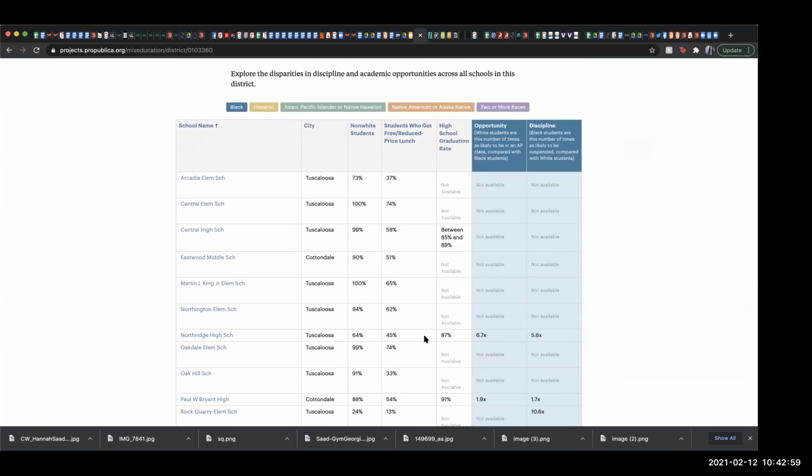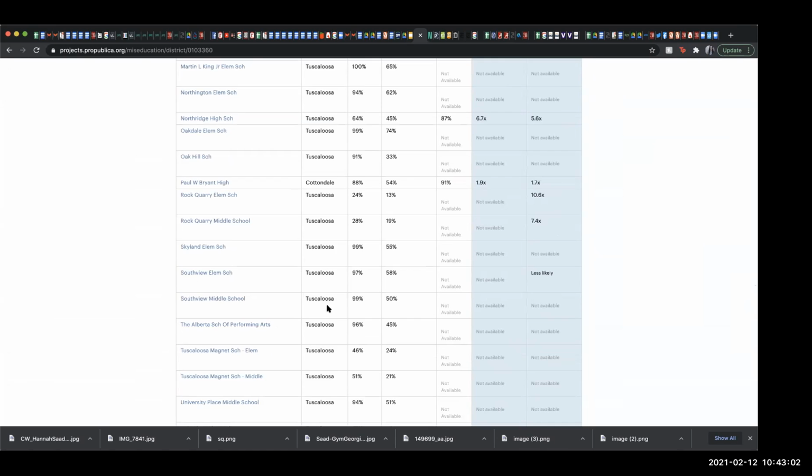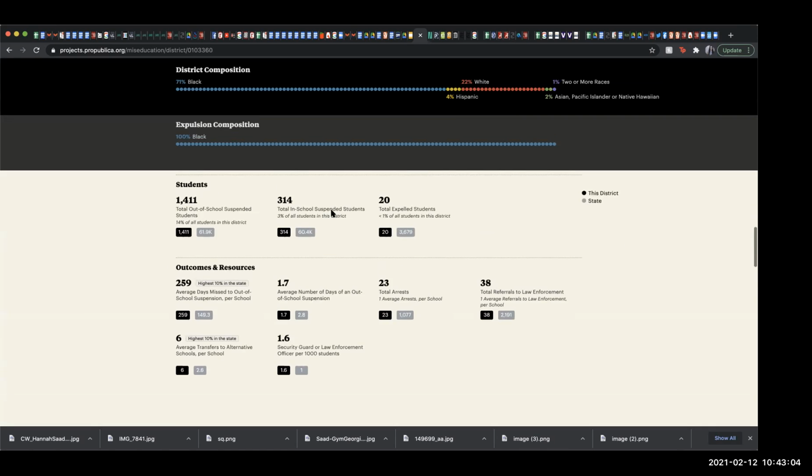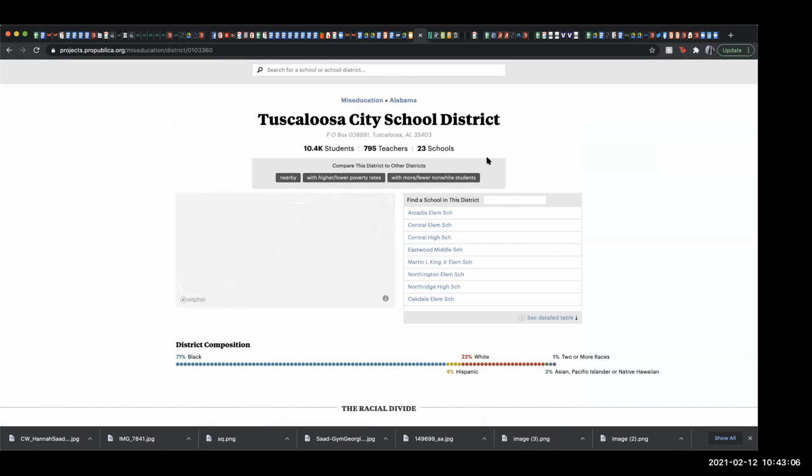But if you notice patterns here and your school is on one of those lists, that's a story. That is a major story. And that's something that you can localize as a student.